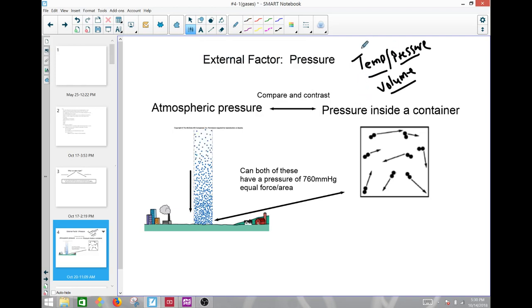Temperature we've already talked about, pressure we've kind of talked about, but we're highlighting here one of the differences between atmospheric pressure and pressure inside of a container. Both of these are the same units. This one literally is just the weight of gas coming down on top of you, providing a force. And this one is the number of collisions inside of a container. We'll talk more about that as we move along. Both of these pressures can be equal force per area inside the container.